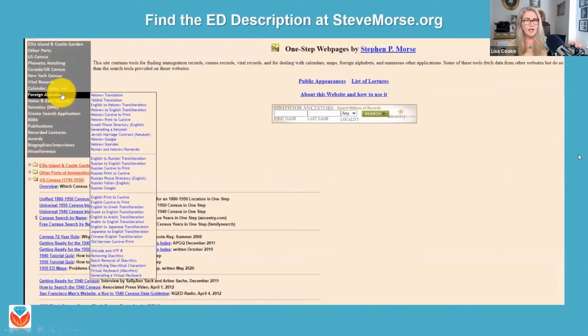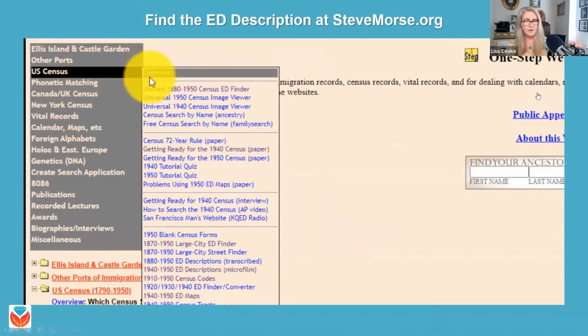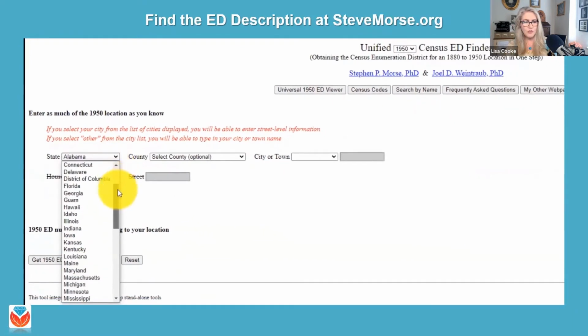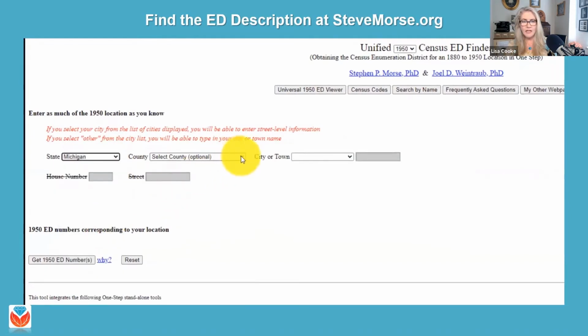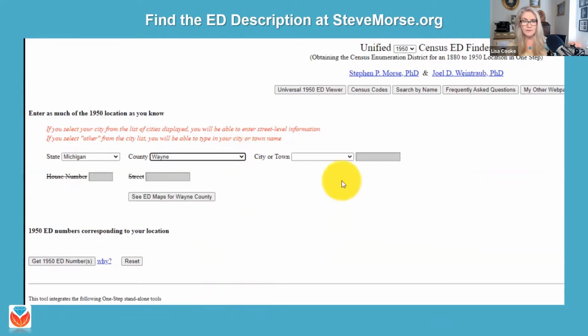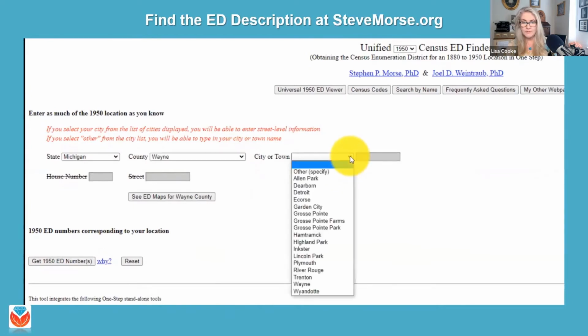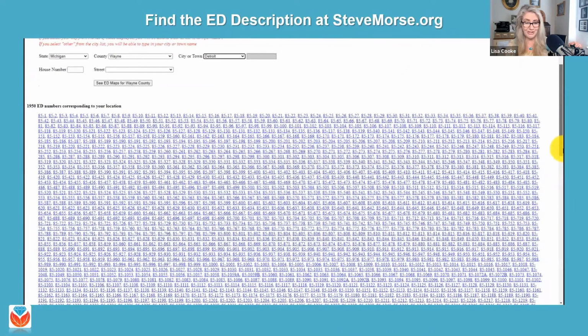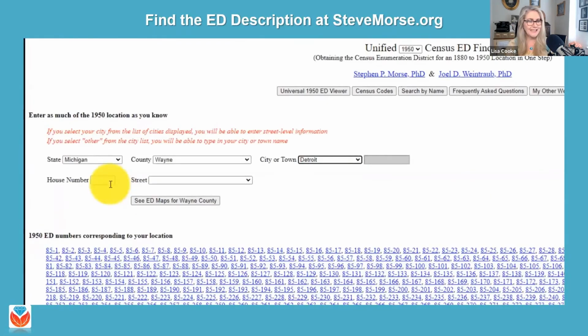So the way to check and see if you've got people in the right ED is I'm going to come back to stevemorse.org. And I'm going to the Unified Census tool, and I'm going to go to Michigan. That's the state that they were talking about. And in the county, I'm going to select the county. It was in Wayne County because this is Detroit. The city, and there's Detroit. Okay. Oh, wow. Okay, so there's a lot of ED numbers to choose from. How do we narrow this down?